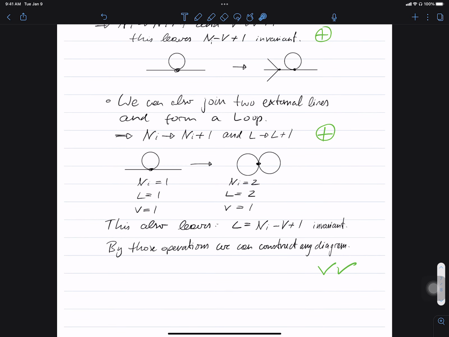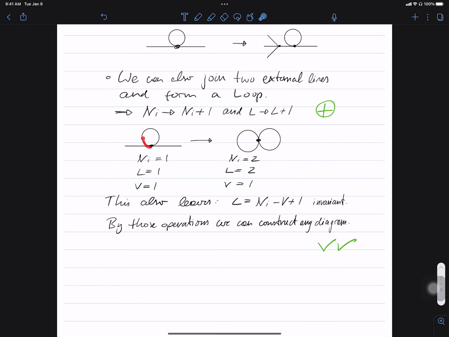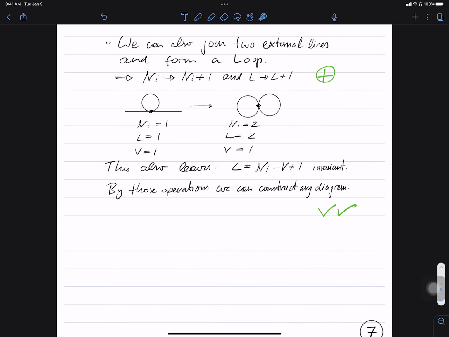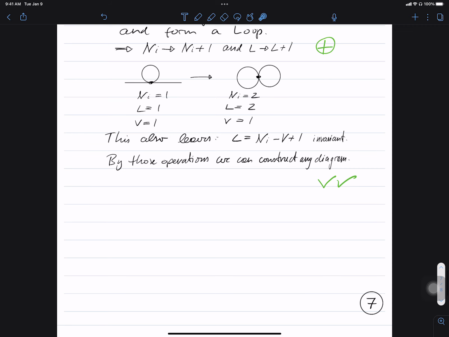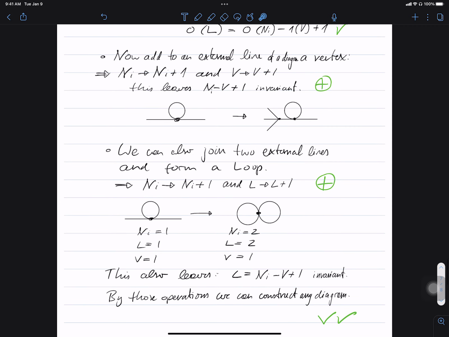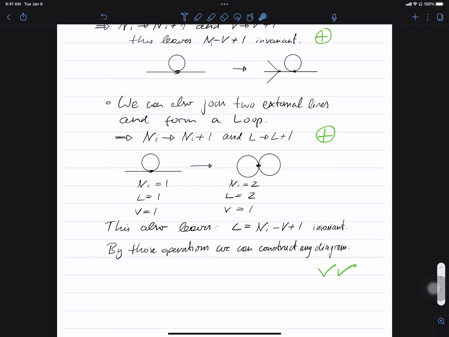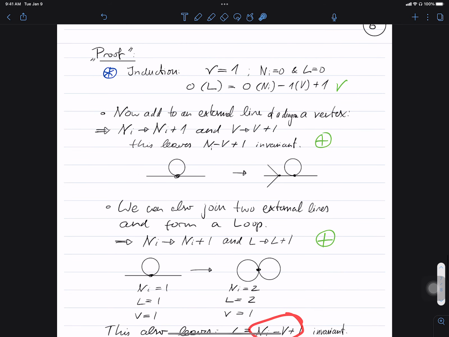We can also join two external lines and form a loop. So if we have this diagram as before here, we can join the external lines and we form a loop. So the number of internal lines goes up by 1 and the number of loops goes up by 1. Before we had one internal line, one loop, one vertex. And now we have two internal lines, two loops, one vertex. This operation leaves the number of internal lines minus the number of vertices plus 1 invariant. Same as the other operation: this also leaves this combination, number of internal lines minus number of vertices plus 1, invariant.